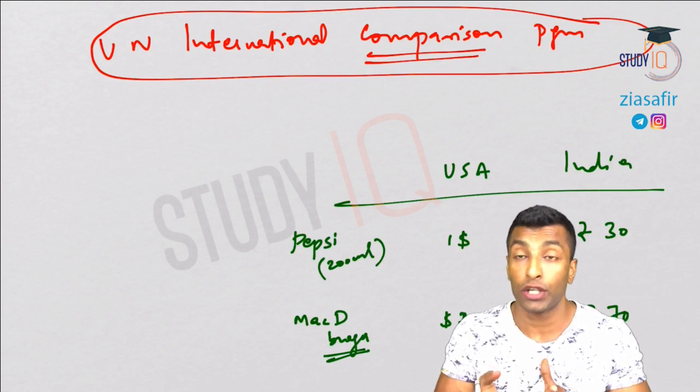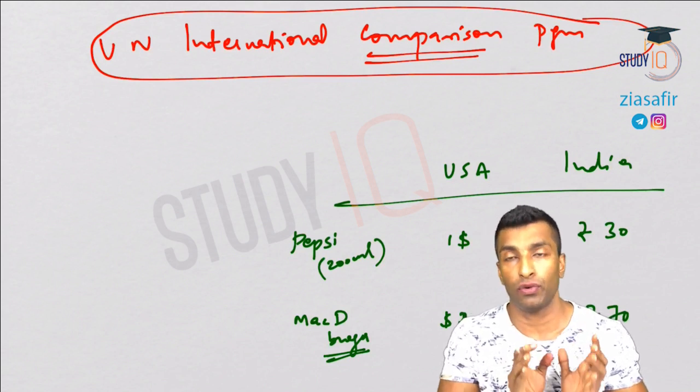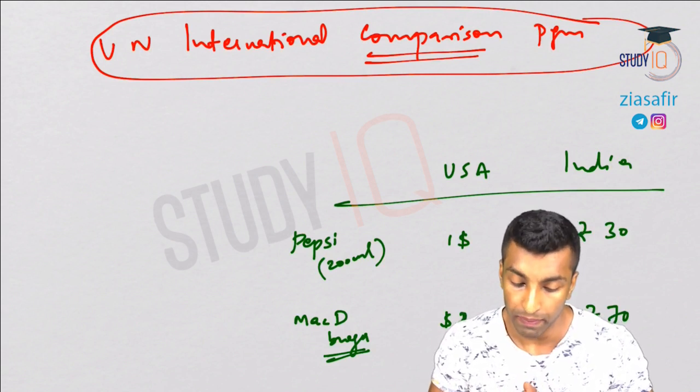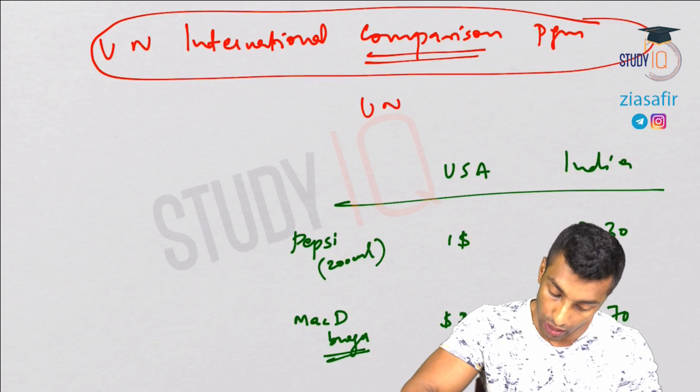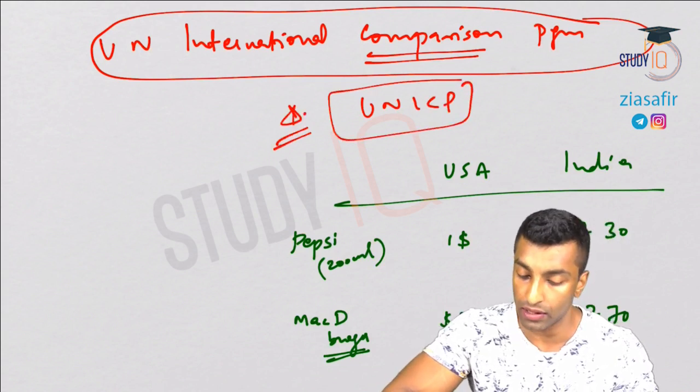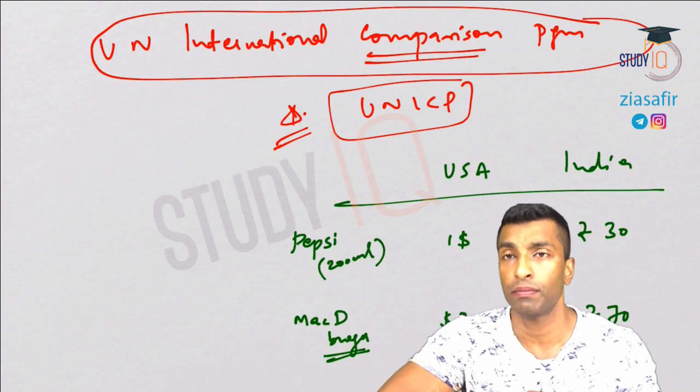Okay, so I'll show you with an example here. We'll take the GDP of the US and the GDP of India, and I'll show you how it actually works out. Okay, so UN International Comparison Program, UNICP. Just keep this in your mind too: who measures this? The UN International Comparison Program.